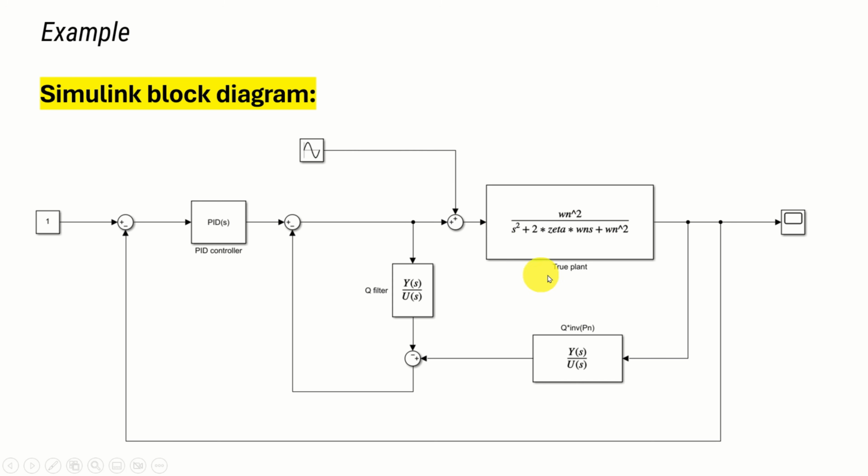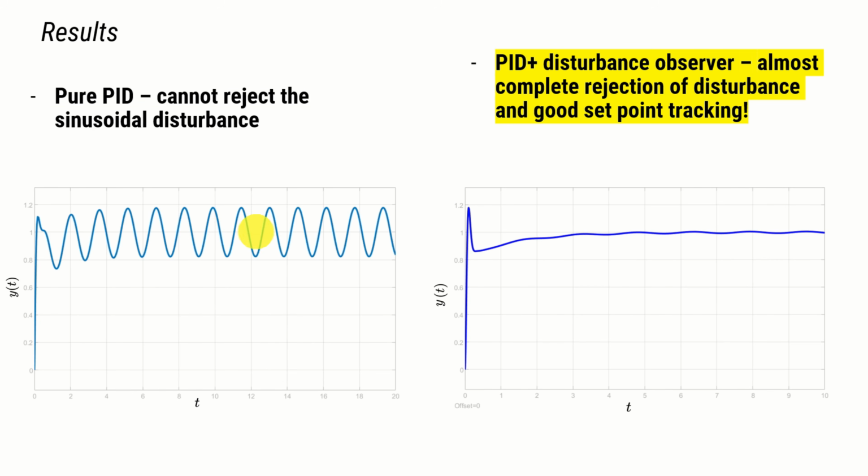Here's my true plant in canonical form. That's why you see omega n squared, zeta omega n. Omega n is the natural undamped frequency, and zeta is the damping ratio. And over here I implemented Q inverse Pn, and you can see the standard form of the disturbance observer. Here I assumed a PID controller, the same PID controller as in the previous case. And voila, here are the results.